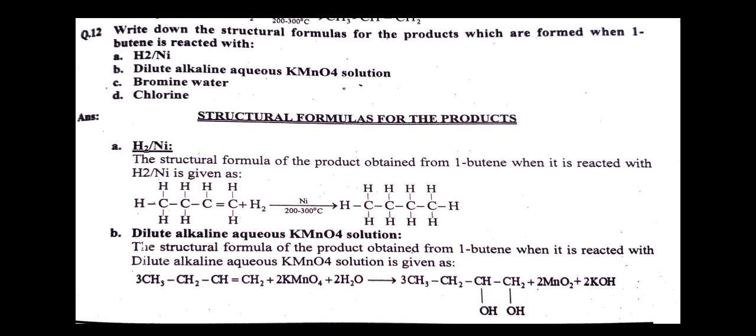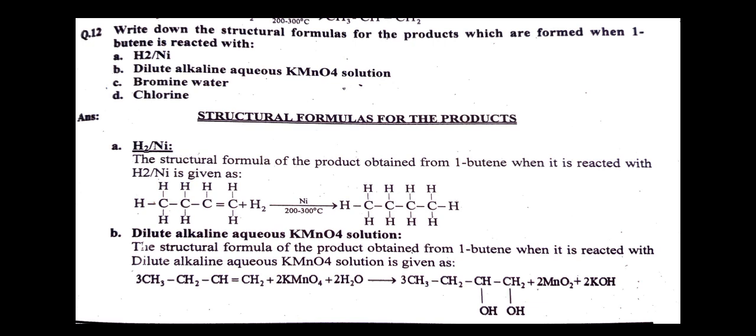Now next question, write down the structural formula for the products which are formed when 1-butene is reacted with water, with hydrogen and nickel, with dilute alkaline aqueous KMnO4 solution, bromine water, and chlorine. See the first part. The structural formula for the product obtained from 1-butene when it is reacted with hydrogen in the presence of nickel as a catalyst, and the temperature is 200 to 300 degrees centigrade. For this reaction, we will add one molecule of hydrogen across the double bond and convert 1-butene into butane.